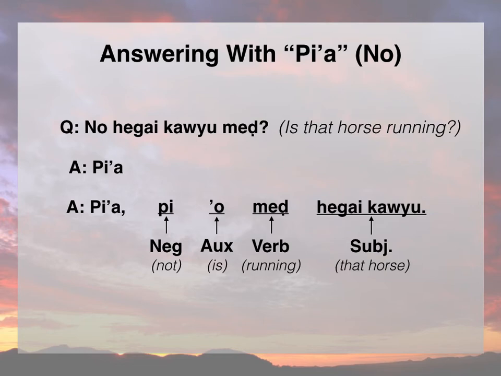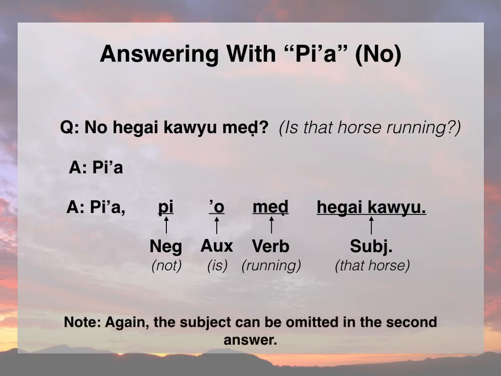In this sentence, we have the negative first, the auxiliary second, the verb, and then the subject. But just like the last slide, the subject is optional. So we could just say bi'a bi o mut.